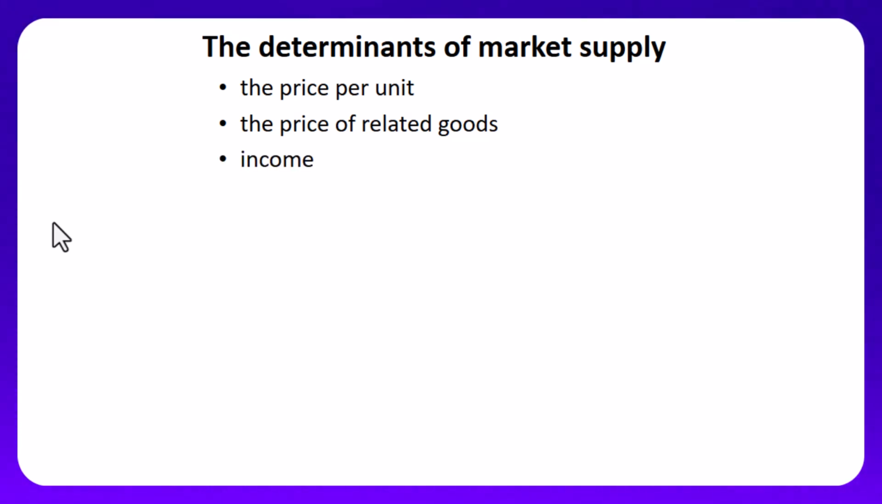Income. Well, as we as consumers have more income, we may want to demand more, and therefore companies may want to supply more in order to make a profit. So our incomes will determine the amount in the market. If the country's going through a big recession, a lot of people out of work, then the supply will be cut back because we don't have the money to spend.